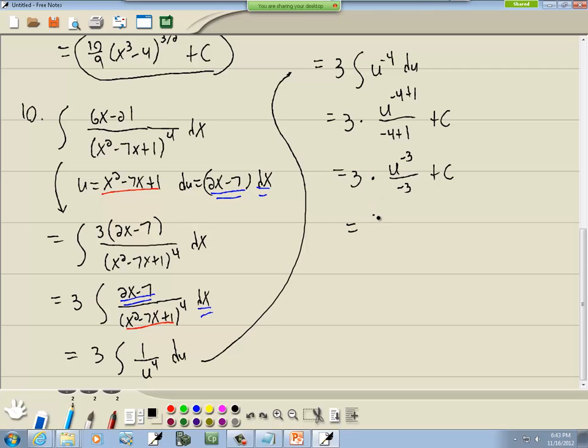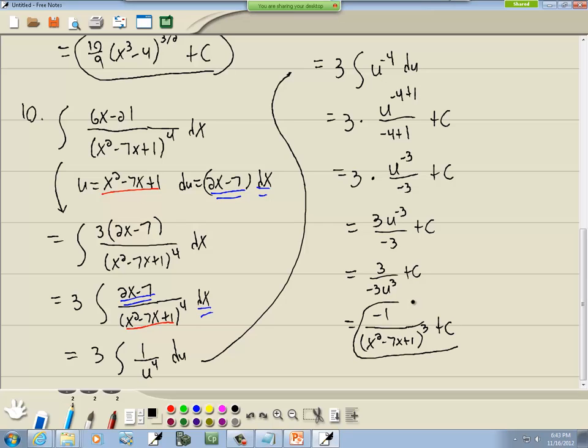I'll put that 3 up on top. So we got 3u to the negative 3 over negative 3 plus c. I'm going to take the u to the negative 3 downstairs, so we got 3 over negative 3u to the positive 3 plus c. Now those 3s are going to cancel, and I can put this negative up on top, so I don't have to worry about it. And u, we said, was x squared minus 7x plus 1. So this becomes negative x squared minus 7x plus 1 to the 3rd power plus c. And assuming no basic math error, that's our answer.